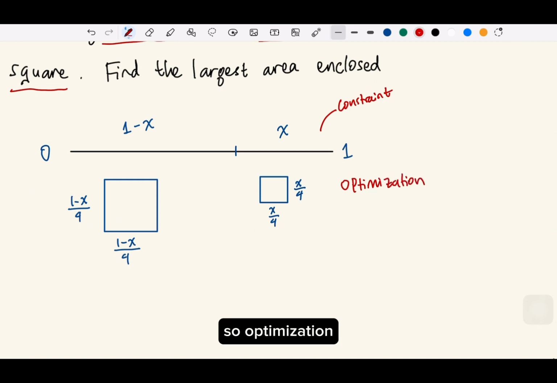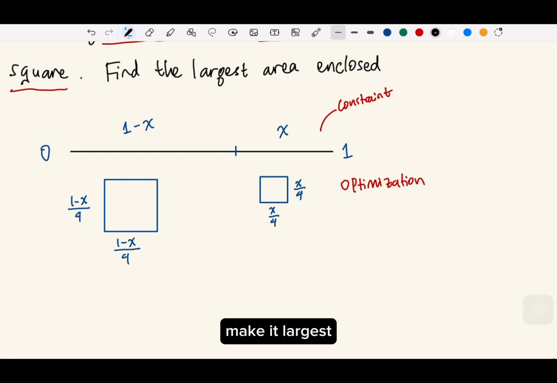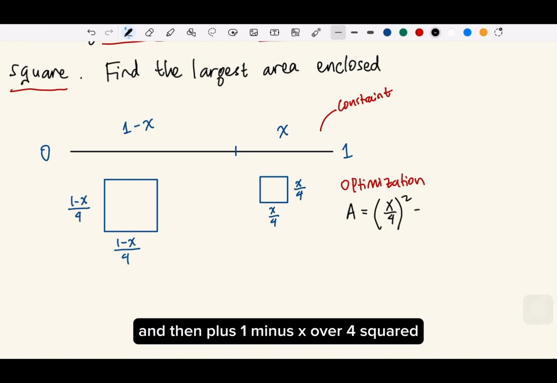So optimization, find the largest area, means that we are going to add these and make it largest. Make it largest. So the optimization is x over 4 squared, and then plus 1 minus x over 4 squared.